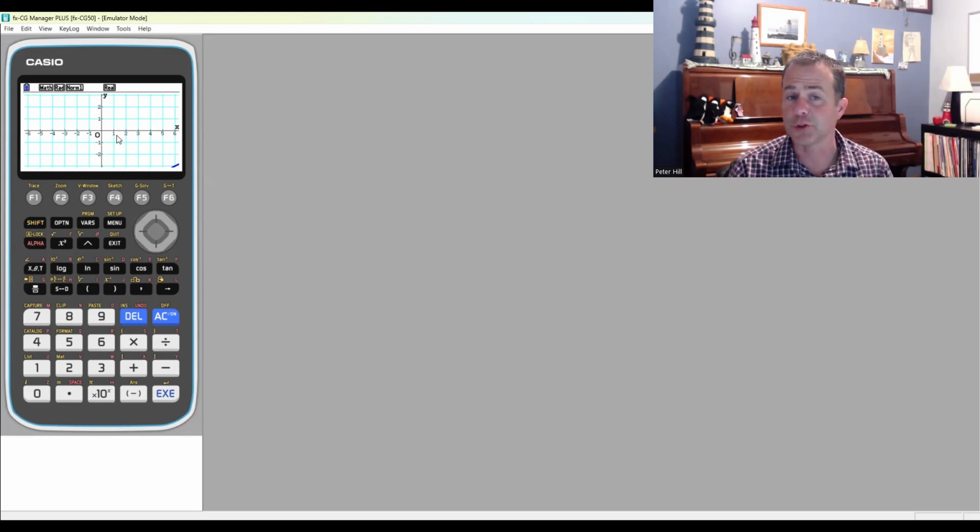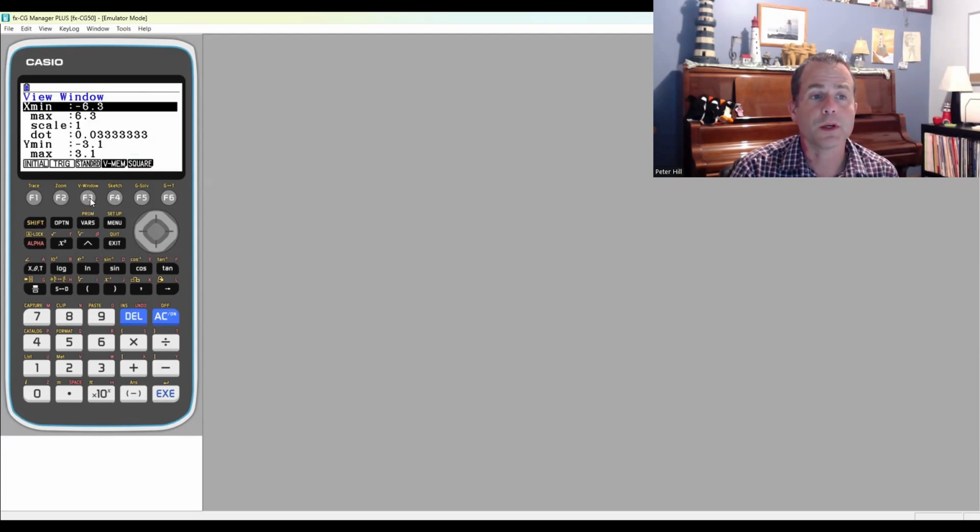I'm not in a standard window. So a standard window goes from -10 to 10 on both the X and the Y axes. You'll notice right now, my Y axis only goes from -3 to 3. So I'm just gonna go Shift F3 to get to my window. TI friends, you can do the same thing. There's a button, it is like your third button in, and it says window, okay? And I'm just going to change this to a standard window.